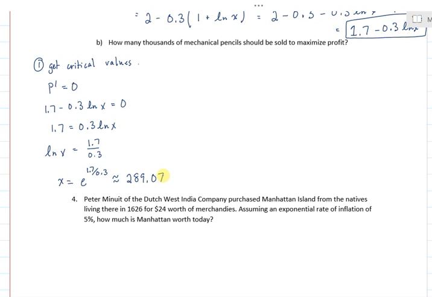289.07. Now I need to make sure this is actually a maximum and not a minimum or something. I only have one, and we have a theorem that says if you have one critical value, it's either a max or a min. An absolute max or an absolute min, not just a relative one. So let's see. I'm going to use second derivative to see if that's really a maximum.